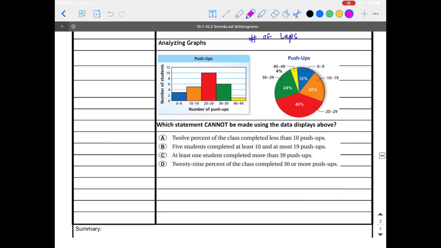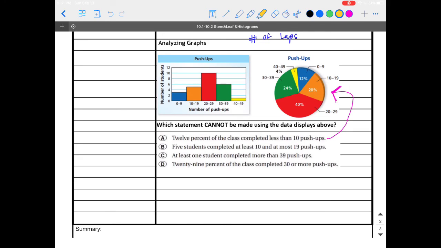Now let's move on to analyzing these graphs. Okay, so we are going to take these two graphs and we're going to see which statement cannot be made using the data displays above. So once again, we're analyzing graphs, analyzing visual representations of data. So let's get started. This first one says 12% of the class completed less than 10 push-ups.